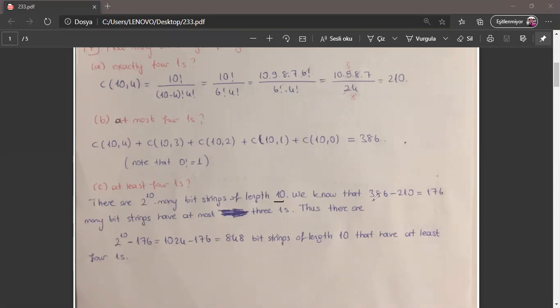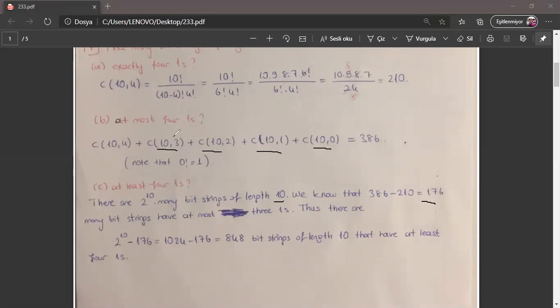So we know that this many bit strings have at most 3 ones, right? Because here you see this, this, this, and this. The sum of these numbers gives us the number of bit strings that have at most 3 ones, right? 3, 2, 1, and 0.